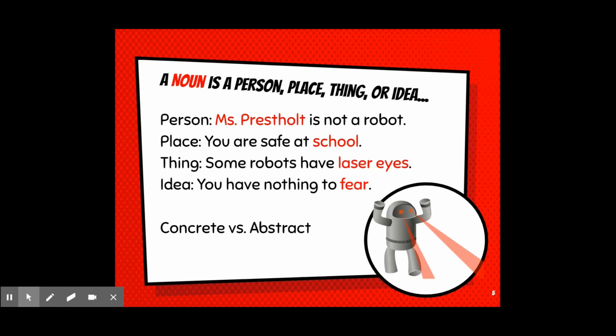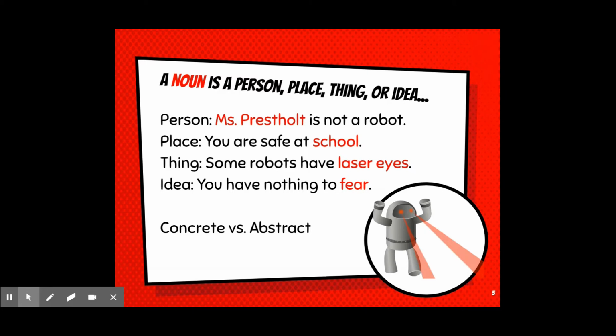First, let's talk about nouns. A noun is a person, place, thing, or idea. For example, Miss Prestholt is not a robot. I'm a person. You are safe at school. School is a place. Some robots have laser eyes. Laser eyes would be a thing. You have nothing to fear.